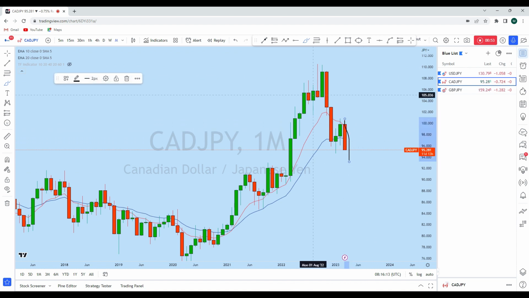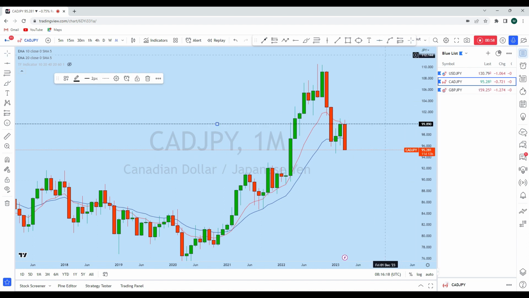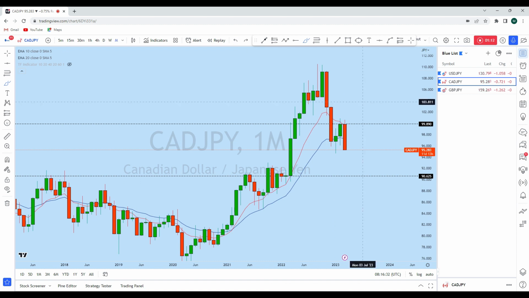There is a strong rejection from this monthly resistance on CAD JPY, and we could potentially see this market coming back to this high liquidity zone where there are back to back 2 monthly dojis. And this is also the level where the previous resistance is turning into support on CAD JPY.